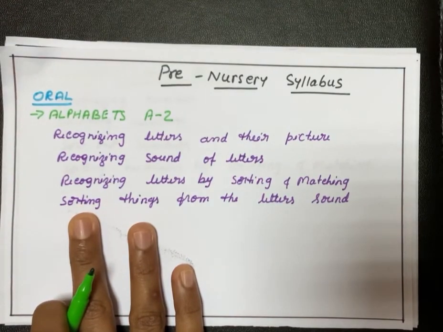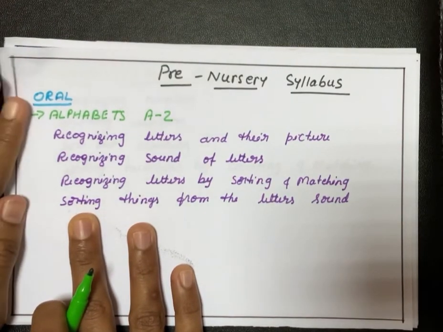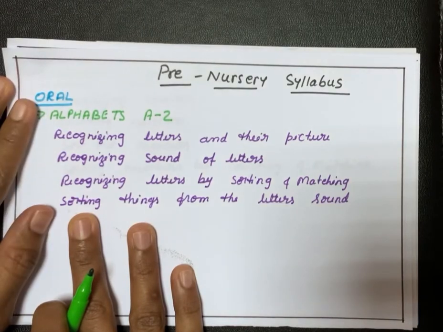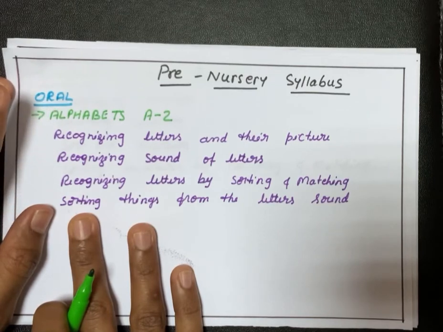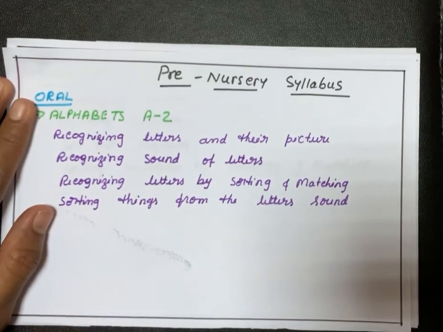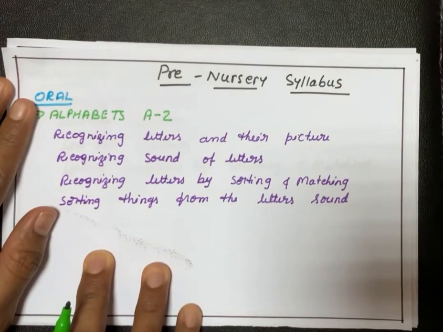Next is recognizing the sound of letters. Here, if you give them some letters, they should be able to tell the sound of the letters, like A means A, B means B, C means K, like this. They should be able to tell the sound of the letters.